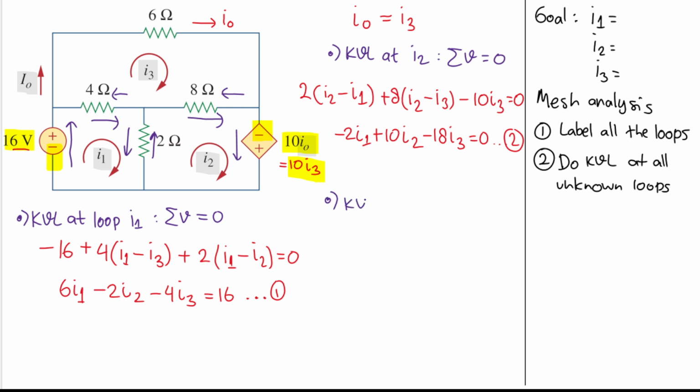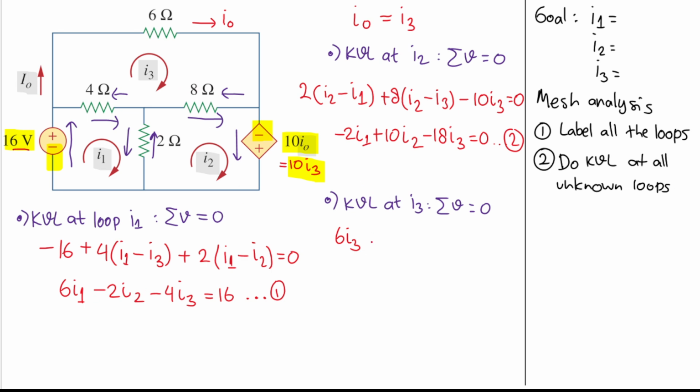So we have KVL at I3. Again, KVL says that the sum of the voltages in a loop will equal 0. Let's start from this 6 ohm resistor. So we'll have 6. But remember, we need voltage, so we multiply the resistance by the currents to get voltage. So I will have 6, and the only current that passes through it is I3. Or you can use I0, but I prefer to use I3 because we have I3 in all the variables.